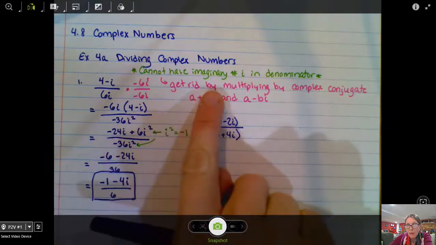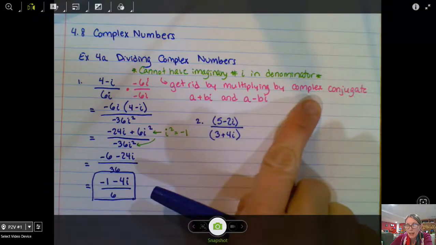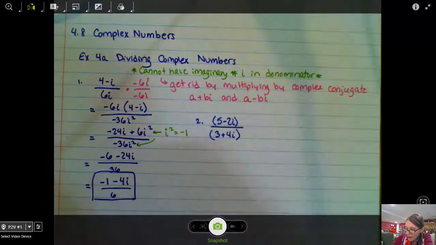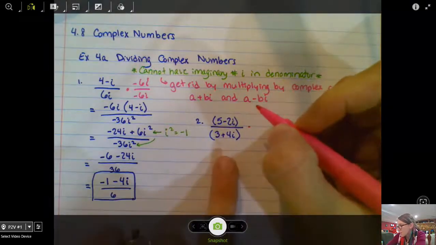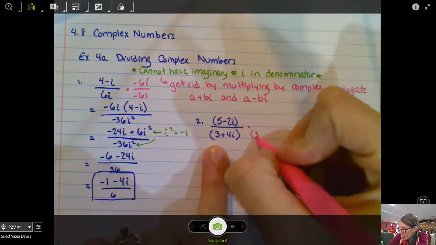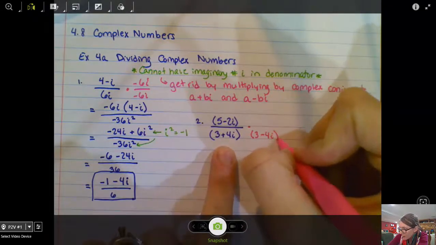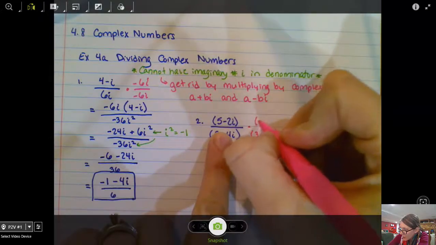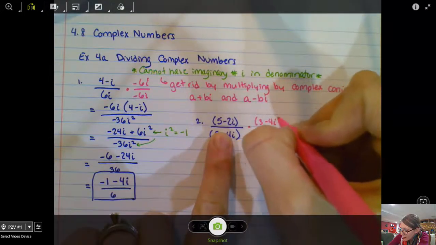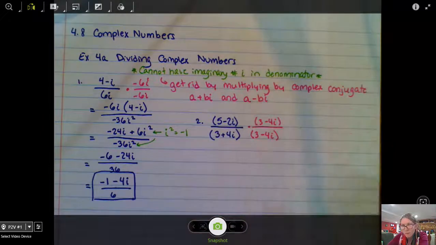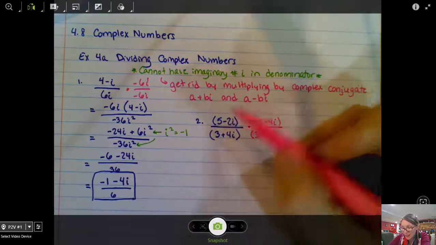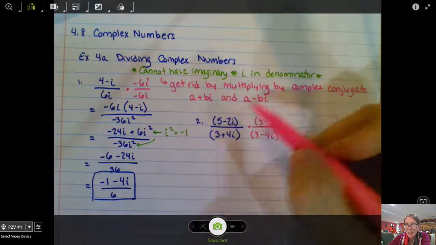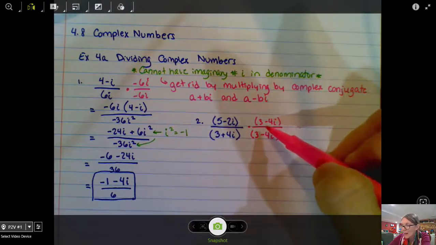We can get rid of it by multiplying by the complex conjugate. And my complex conjugate in this case is going to be 3 minus 4i, always looking at what is in the bottom, times 3 minus 4i on the top. Now at this point we have a lot of multiplying to do. I have to take this 5 minus 2i times the 3 minus 4i. We're going to have to FOIL.